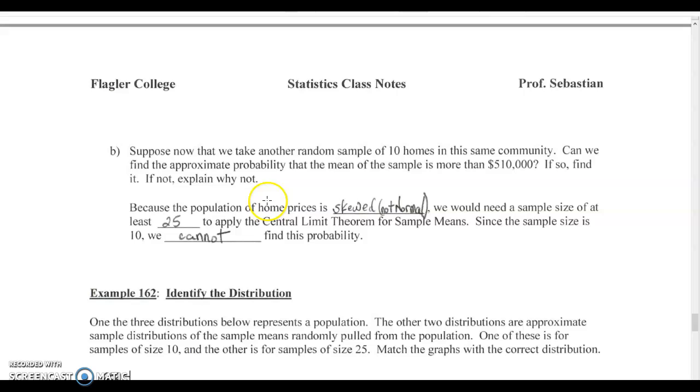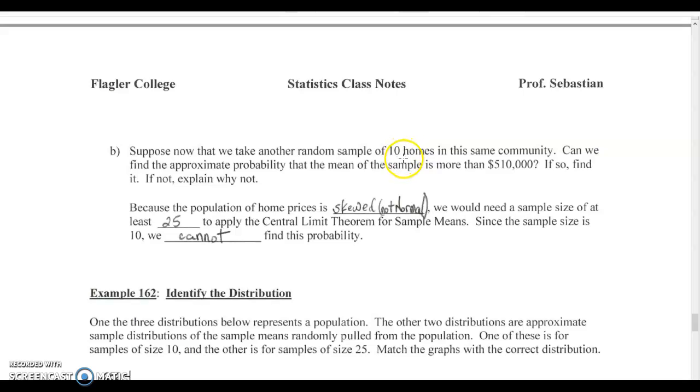Now, suppose we take another random sample of 10 homes in this same community. Can we find the approximate probability that the mean of the sample is more than 510,000? So now we have a sample size of 10. Right away, that's a problem. That should perk our ears up because that's not larger than 25.